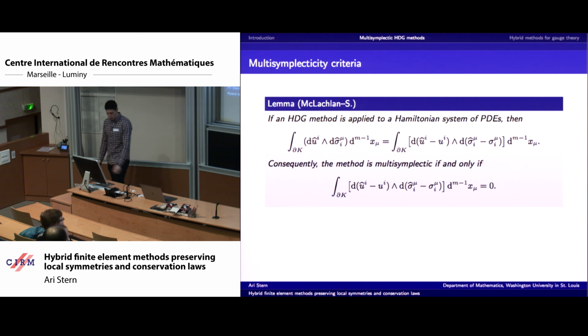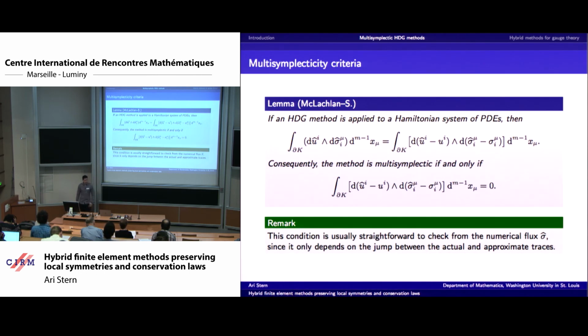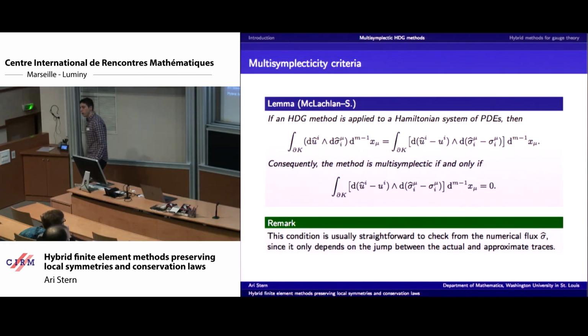All right, so here is the key lemma in our paper, which is that if an HDG method is applied to a Hamiltonian system, then we can re-express this integral over the boundary of the multisymplectic form in terms of something involving the jump between U hat and U and the jump between sigma hat and sigma. Right, and this is something that you can usually check directly from the way that sigma hat is defined. So we don't need to know anything about the numerical solutions. We just look at the definition of sigma hat and check whether this condition is satisfied.